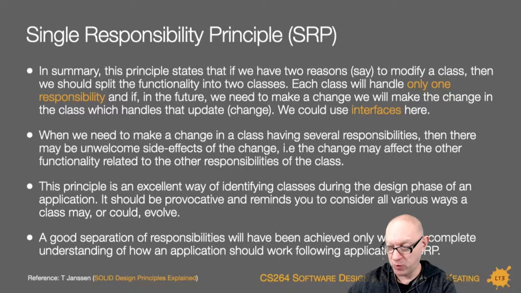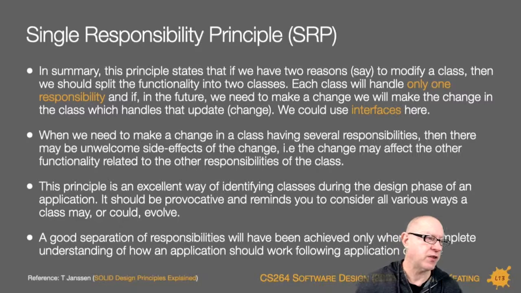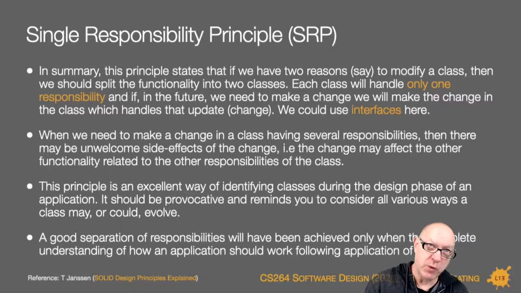A good separation of responsibilities will have been achieved only when you have a complete understanding of how an application should work, following some application of SRP. So this is the first thing that you should be doing, guys. You should be looking at your problem, designing the classes, and then deciding what these classes will do, and ensuring that they're only doing one thing. And then when you have that sorted, you're in a good place for starting coding.